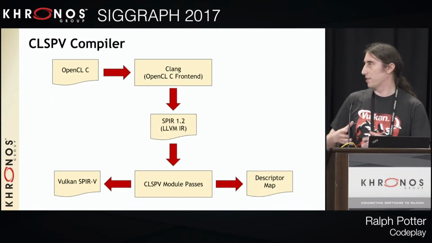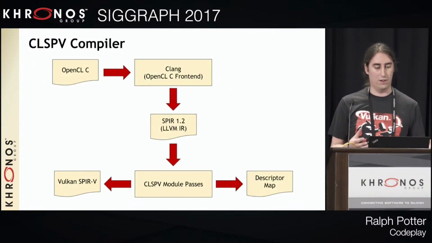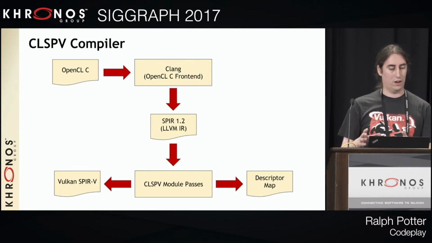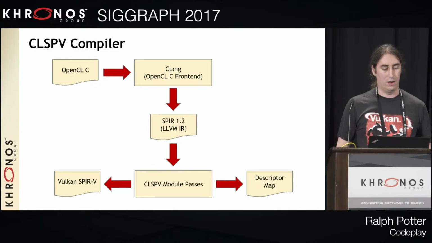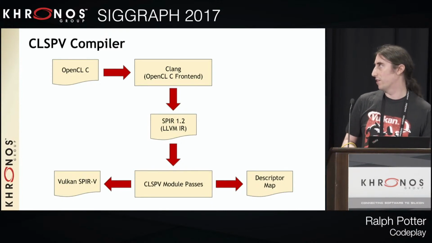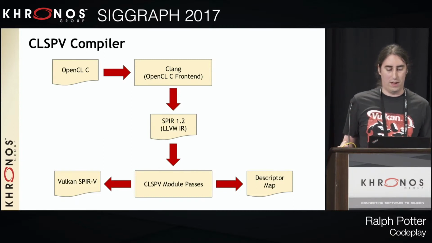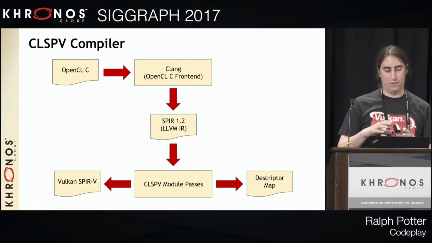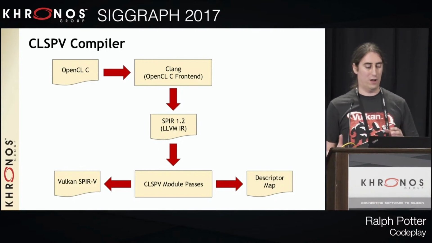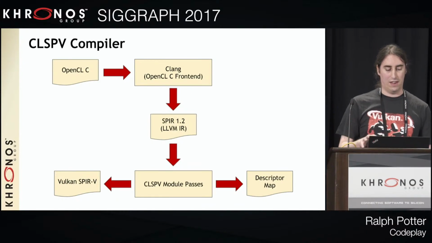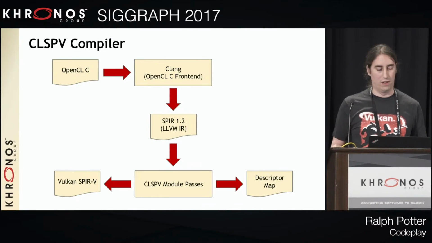So the basic flow is that you feed in an OpenCL C file, and we feed it straight into essentially something close to the stock Clang front-end library. That generates what was the old version of SPIR prior to SPIR-V, which is essentially LLVM-IR. Then we have a bunch of internal LLVM module passes that massage that into a form that can be safely consumed by a Vulkan runtime.